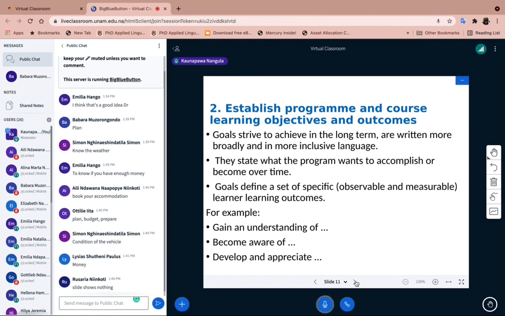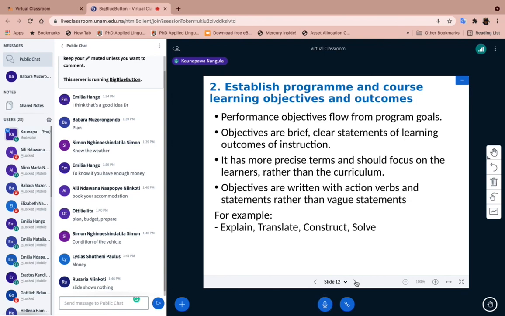So when it comes to goals, they are more generic, very broad, not specific, and they use inclusive language. They state what the program wants to accomplish or become over time. Here we are looking at the broader term, from the perspective of the program. And then goals define a set of learners' learning outcomes. For example, things like gain an understanding of, become aware of, develop and appreciate. All right, so this is like the starting phrases for the goals.